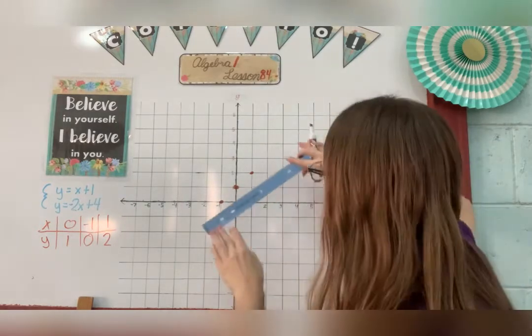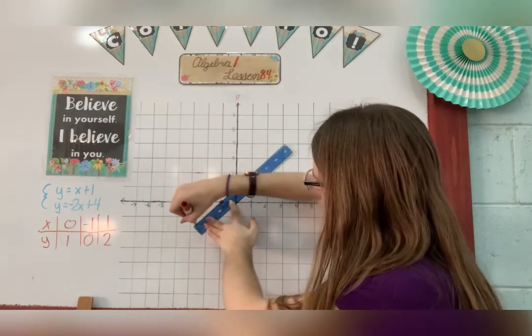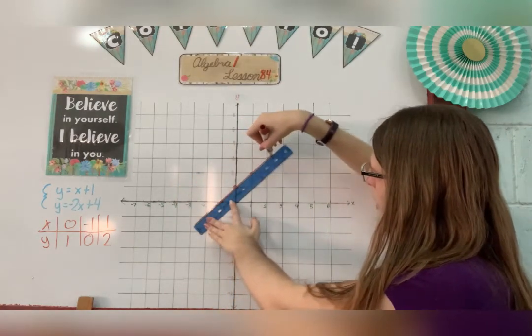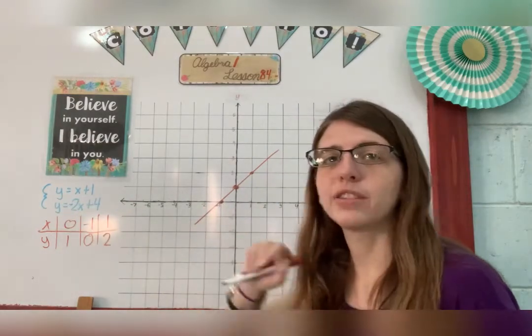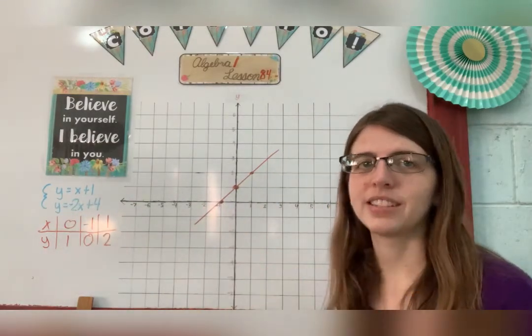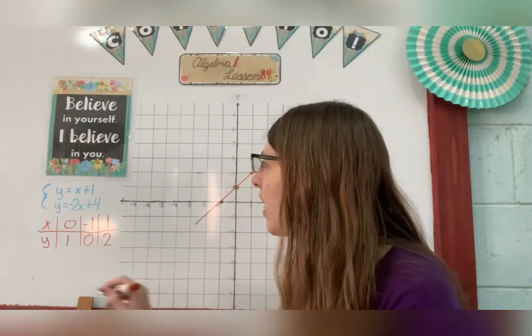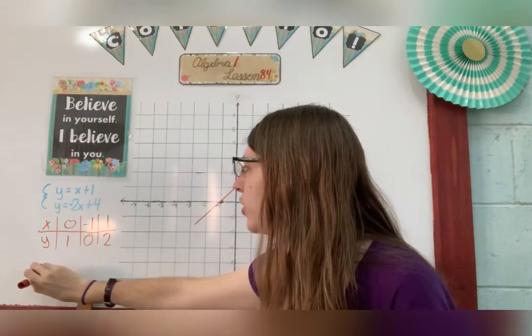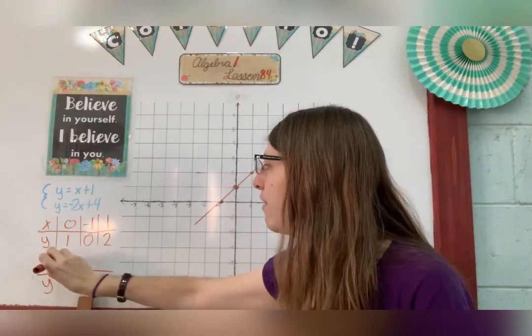Take a ruler and draw your line. You want to make it longer than just your 3 points because you're not sure yet where your other line is going to be and you want to make sure that it intersects. I might even have to extend my line. So now I have the negative 2x plus 4 equation. So I'll do the same thing and find my points.